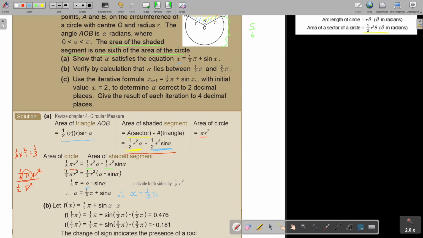a third pi, just write it correctly, sorry. It was just this equal that was bothering me. So x equals a third pi plus sin x. I'm just changing the angle to x now. Okay, and it's just helping you for the next one. So verify by calculations that this angle is between this.